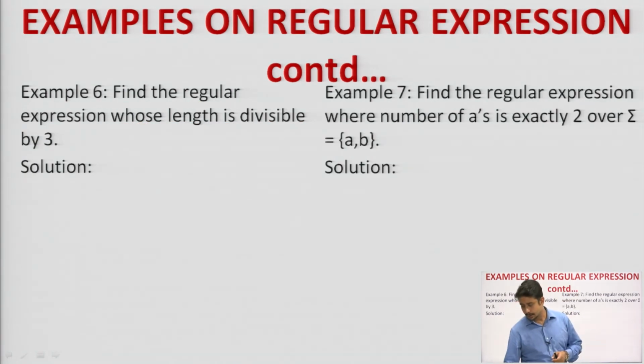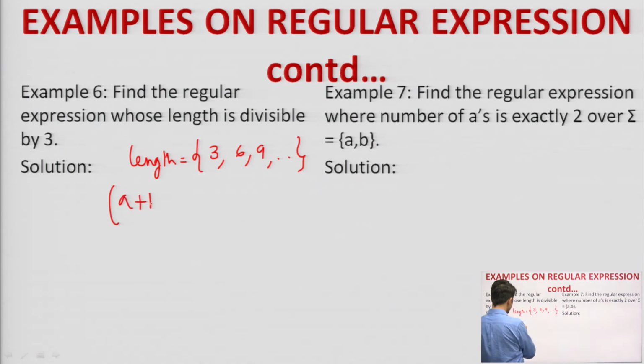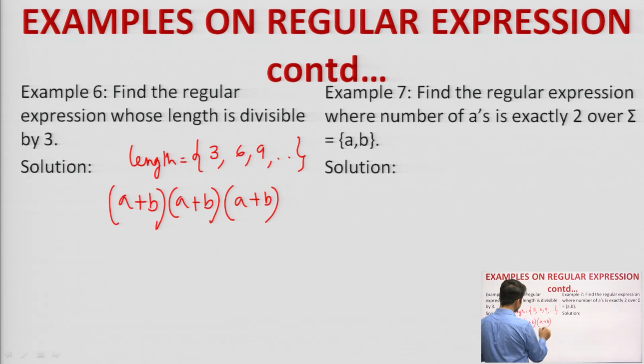Let us go with the next example, example number 6. It says find the regular expression whose length is divisible by 3. Now, I will move a little bit fast. Okay. Length will be divisible by 3. So, 3, 6, 9 and so on, right. So, that means I know length equals 3, that is nothing but (a+b)(a+b)(a+b). This is the expression that I know for length equals 3.